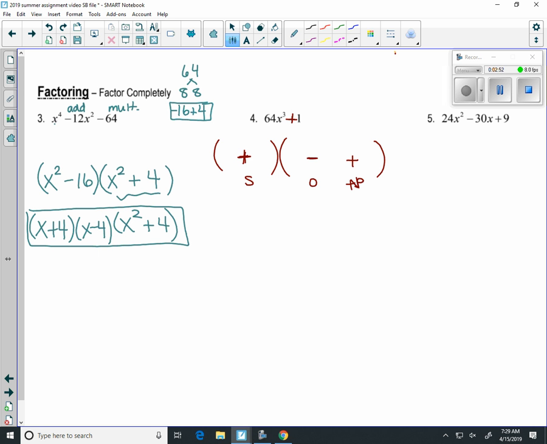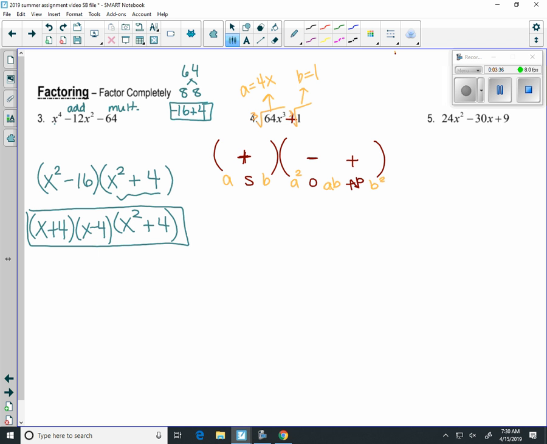So the pattern for cubes, for your numbers and your variables in here, is A plus B, A squared minus AB plus B squared. And your A is the cube root of your first term, and your B is the cube root of your second term. So the cube root of 64 is 4. The cube root of x cubed is just x. And that's your A. The cube root of 1 is 1, and that guy's your B. And I'm not going to give you ridiculous numbers on the entrance test. So don't get worked up about your cubes.